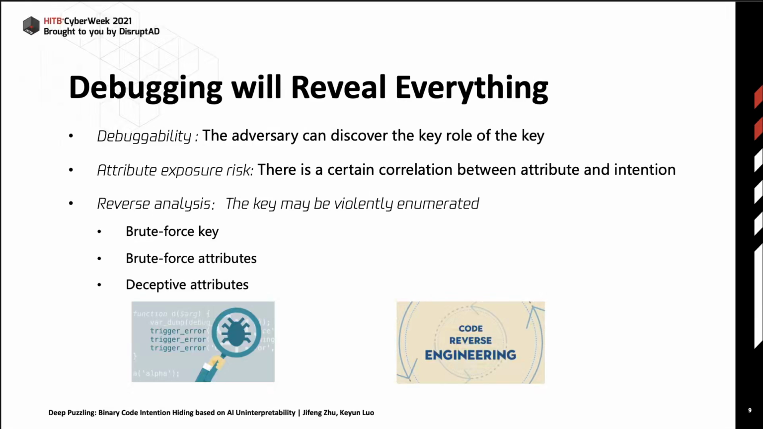Therefore, there are some possible methods for cracking this framework. The first method is to enumerate the keys inside the program directly. The second is to brute force the input attributes. And the third is to input some deceptive attributes. Considering the shortcomings analyzed here, new ideas popped up in our minds.